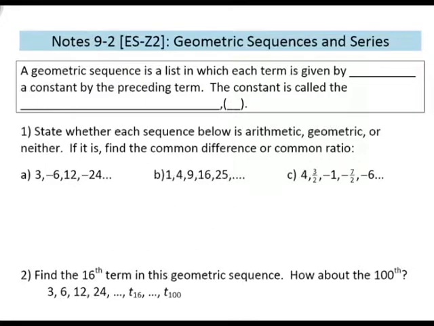Welcome to Notes 9-2, Essential Skill Z2. Geometric sequences and series. This is the second part of Essential Skill Z2. It also includes arithmetic sequences and series from last time.